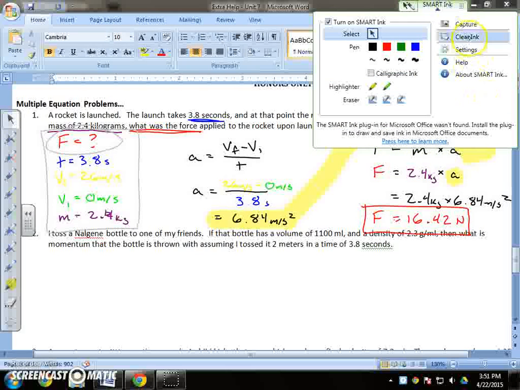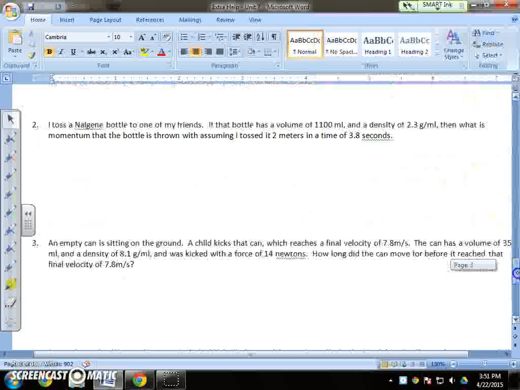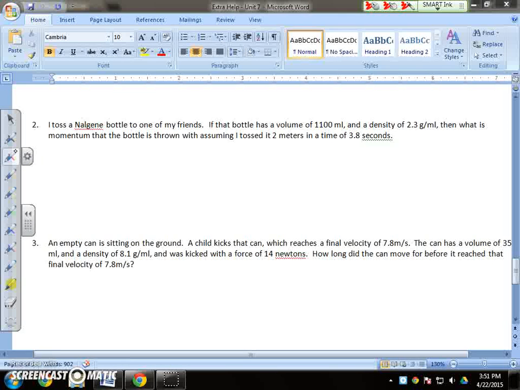In terms of the second problem that we have, let's talk Nalgene bottles. I toss a Nalgene bottle to one of my friends. If the bottle has a volume of 1,100 milliliters and a density of 2.3 grams per milliliter, then what's the momentum that the bottle is thrown with, assuming I tossed it 2 meters in a time of 3.8 seconds. Alright, lots of stuff there, but they're asking, what is the momentum? So we know that we're going to search for P, momentum.